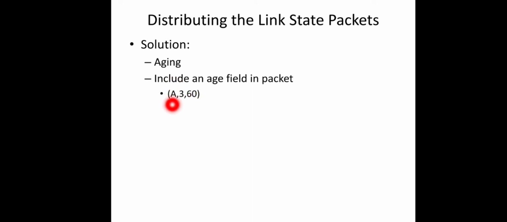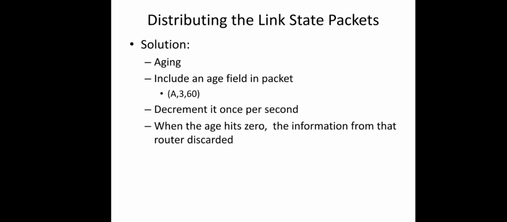The solution to all these problems is to include the age of each packet after the sequence number. Just for example, A360: A is the source node which is sending this packet, the sequence number is 3 and the age is 60 now. The initial value will be 60 and that will be decremented once per second. In every second this value will be decremented. So when the age hits 0, the information from the router will be discarded.